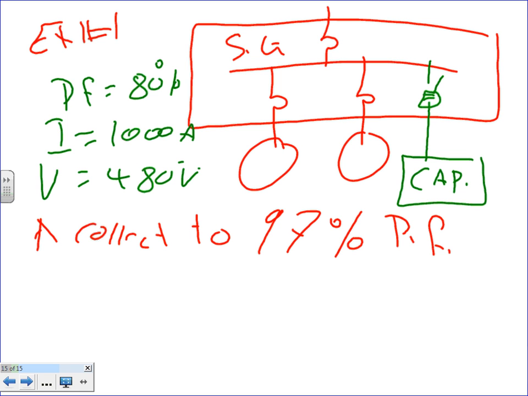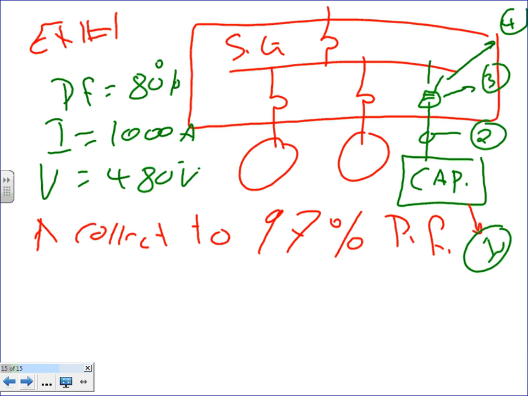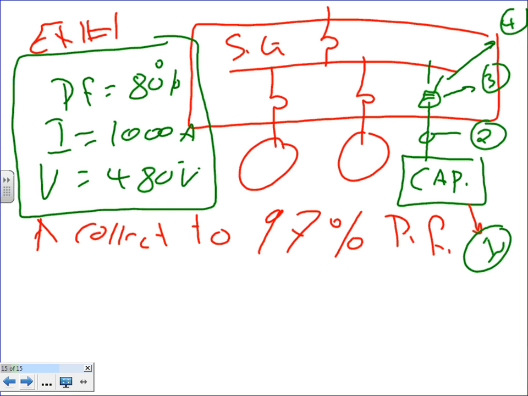Number one, the first thing I need to find is the capacitor size. Number two is the conductor size for that capacitor. Number three is the overcurrent protection device, and number four is the disconnect. I need to size the capacitor for this system and then size the disconnect, the overcurrent protection device, and the cable for this capacitor. Very typical. This is the existing situation. All this is existing, and the rest is correction, 97% power factor correction.